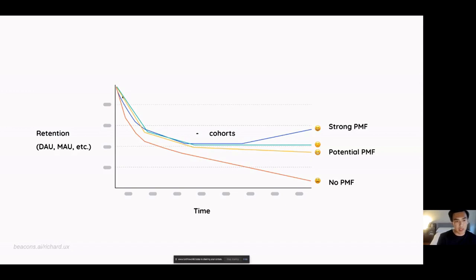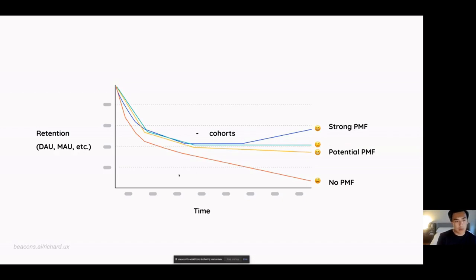So if you look at this orange line, you can see that the retention rate eventually drops completely to zero. This indicates that you have no product market fit. The yellow one plateaus, evens out. You have potential product market fit. And ideally, if you're doing things really well, as you're making incremental changes to your product and making improvements and shipping new features, you ideally want to see something called the smile curve. So it drops down a little bit and then it goes back up. And this is a sign of strong product market fit or increasing product market fit.